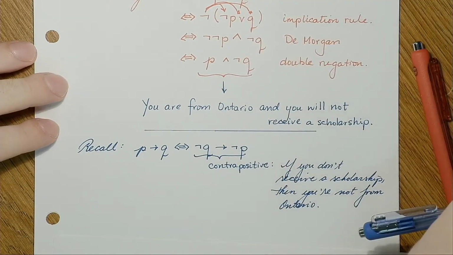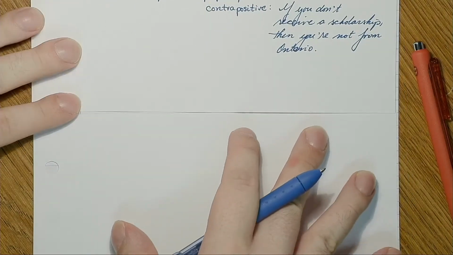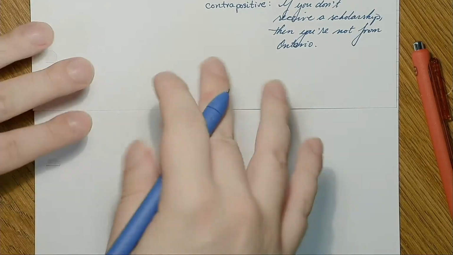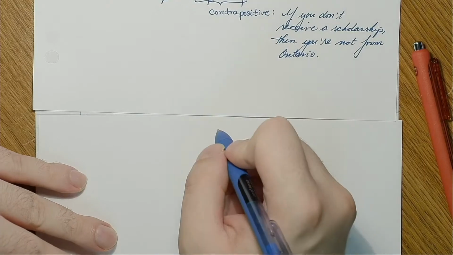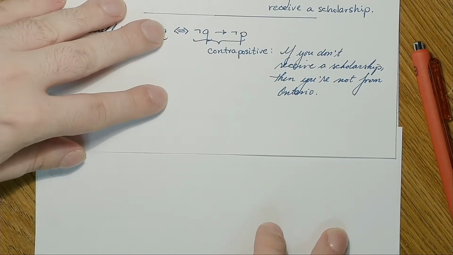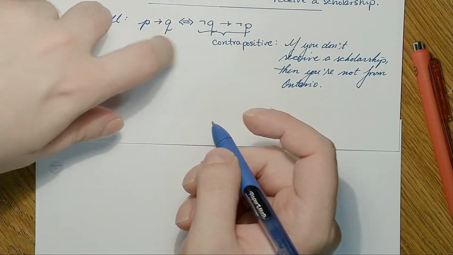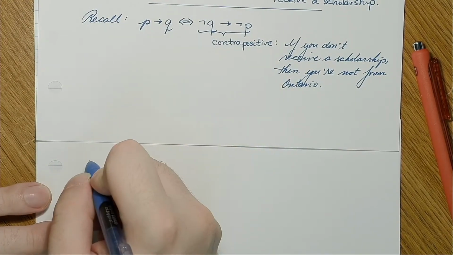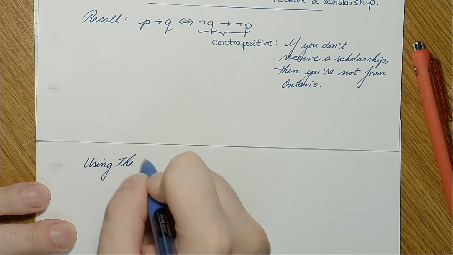And while we had shown that with a truth table, this is page 4. While we had shown that this is logically equivalent using a truth table, we can also show it using the rules of inference.